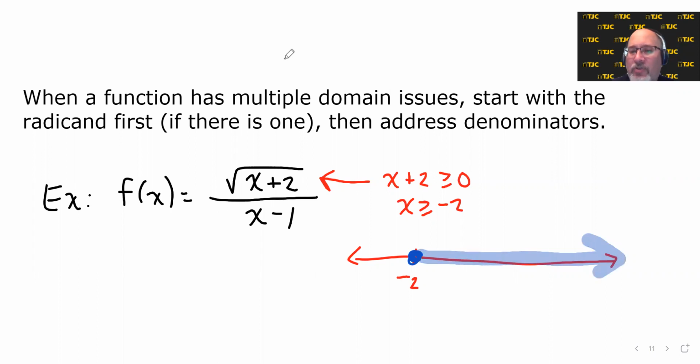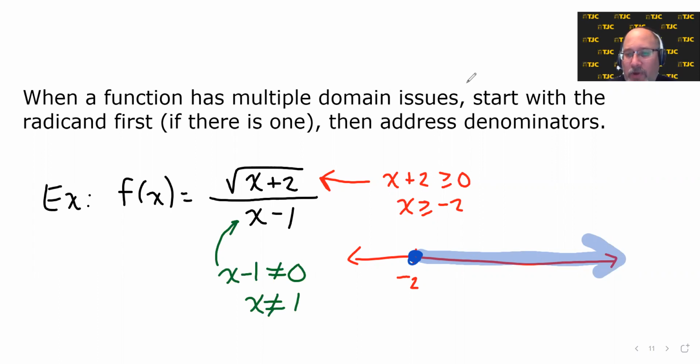But here's the problem with saying that's our domain. We have a denominator, and the denominator brings another issue. For the denominator, we need x minus 1 to not equal 0. Well, if we add 1 to both sides, that means x cannot be 1.